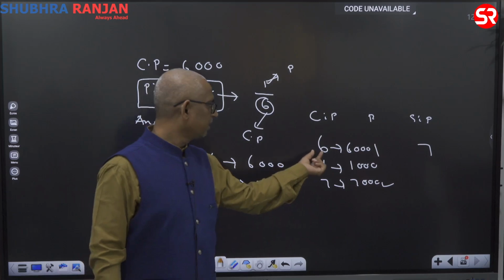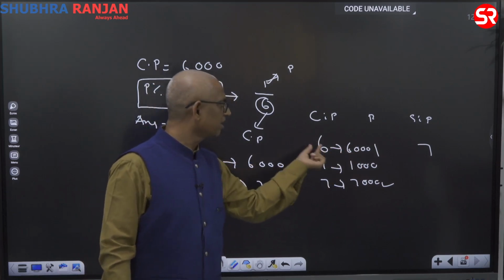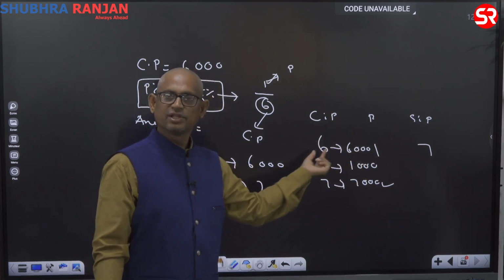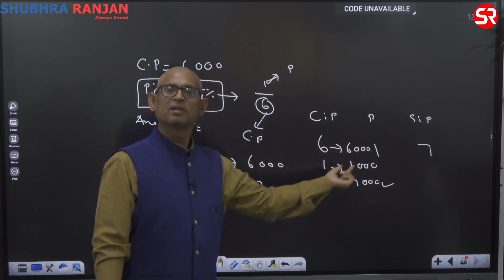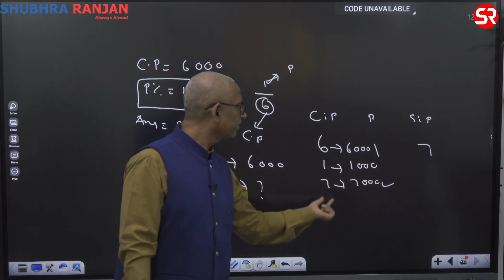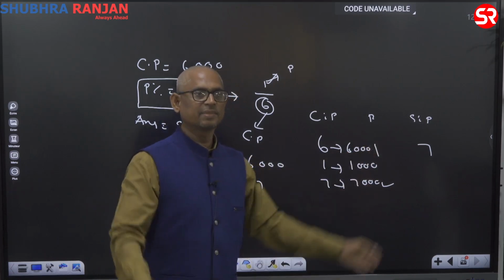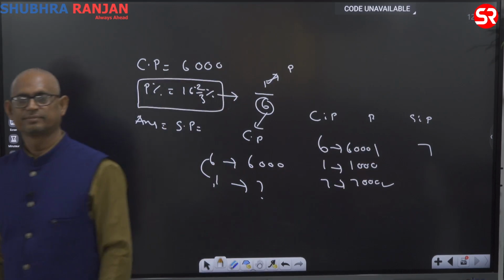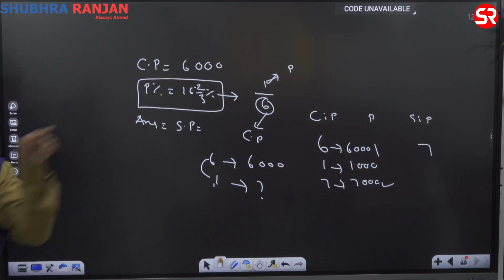If 6 articles cost 6,000 rupees, 1 article costs how much? 1,000. 6 units is 6,000, so 1 unit means 1,000. If 1 unit is 1,000, 7 units means 7,000. What is the selling price? 7,000. That's all. You understand the link between percentage, profit and everything?